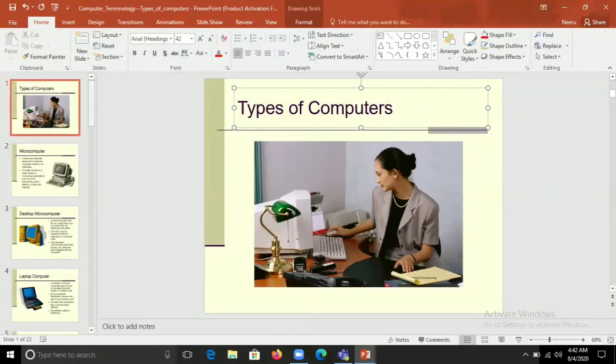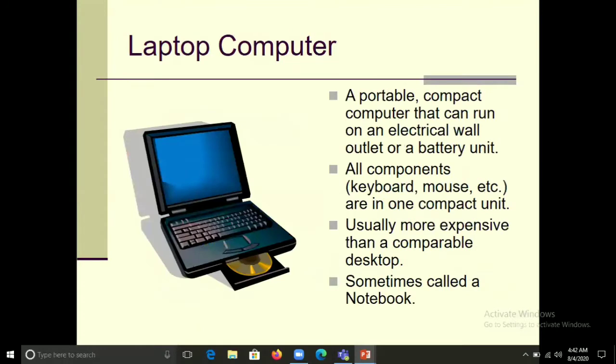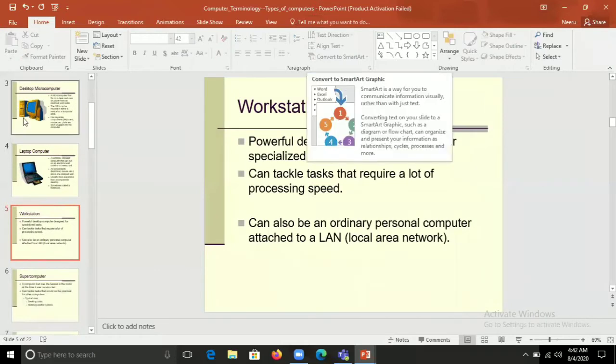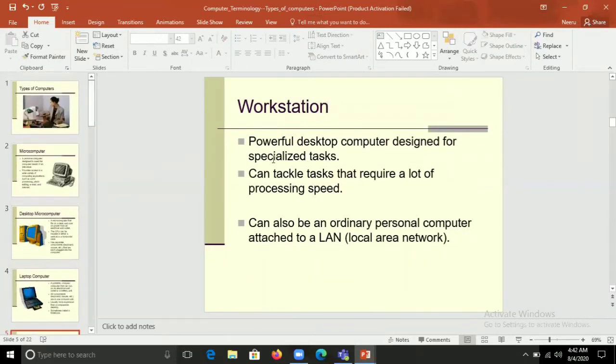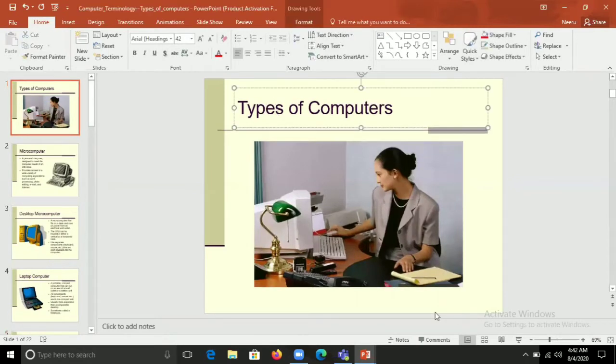Go to the slideshow. In this one you can see here, this is our slideshow. You can click on F5 for the slideshow, or you can press Shift plus F5 to start from the current slide. So you can see here, I have not provided any type of animation. If I want to provide animation, how can we provide it? Firstly, select the area where you want to provide the animation.